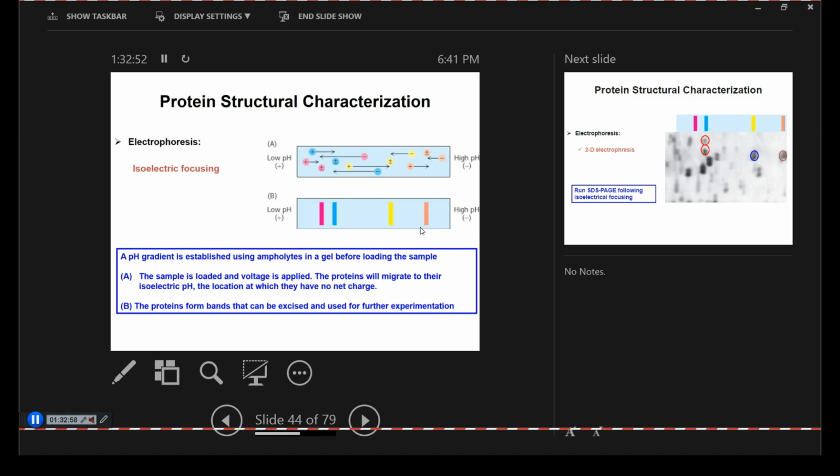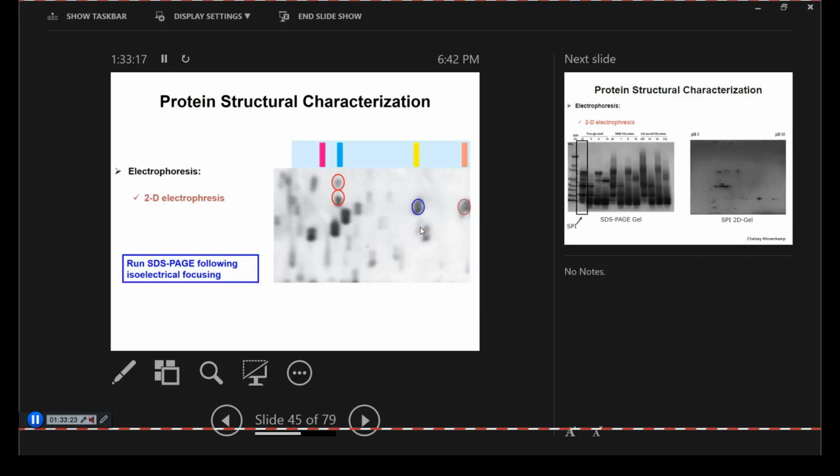Then you're going to inject your sample and run the voltage again, and the sample is going to migrate until it reaches the pH at which it will precipitate, because it's its isoelectric point. Then you separate them based on their isoelectric point. Now, what's the benefit of having isoelectric focusing? Oftentimes we do it so we can run a two-dimensional gel electrophoresis.